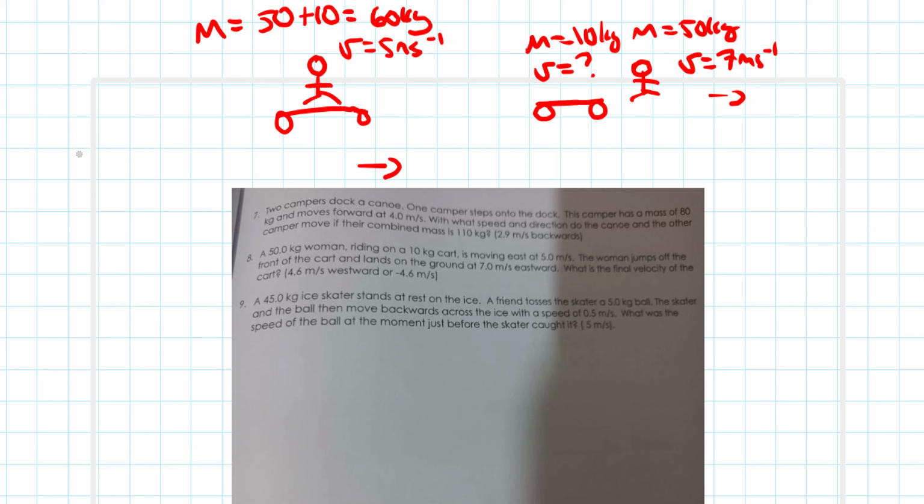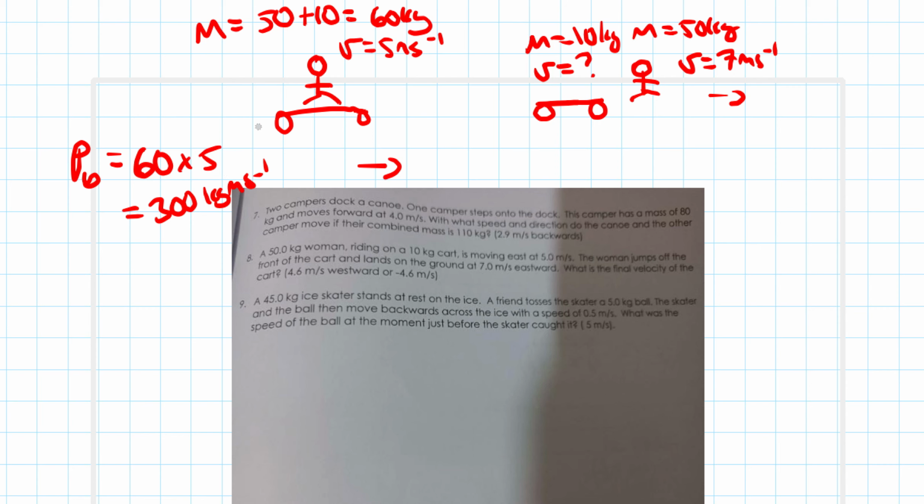First of all, we find the momentum before. In this case, they're both together, so we treat them as one system. It's just going to be the mass, 60, times 5, which equals 300 kilogram meters per second. Remember, we treat it together as a system because they're on top of each other and they move together.